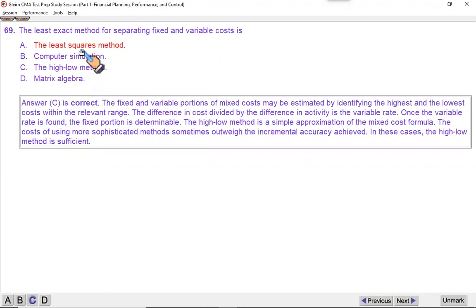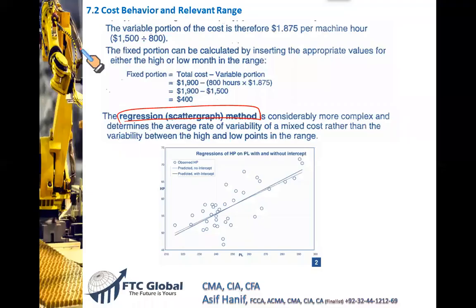Now, I would like to explain this least square method, what basically this means. Using the scatter graph method, the least square method, we take every point along the line and we are able to establish a line that has the lowest distance, the least distance from each of these points.